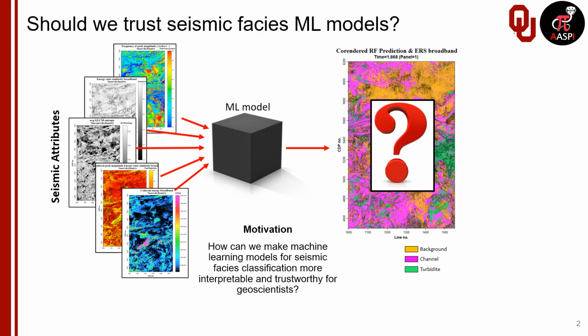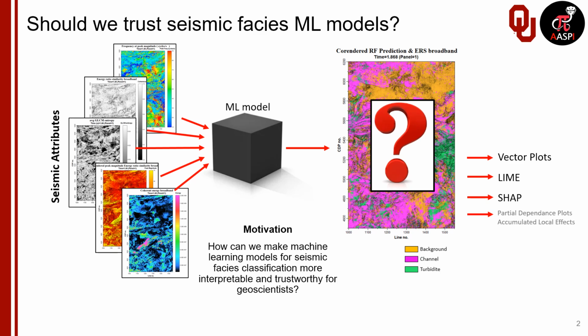How do we know what decisions are going on in the algorithm? Are there ways that we can make the results a little bit more interpretable, more trustworthy for us as geoscientists as we move forward using these seismic facies models? Today I'm going to quickly go over three methods we have in our AASPI consortium group that we use, from vector plots to LIME to SHAP.